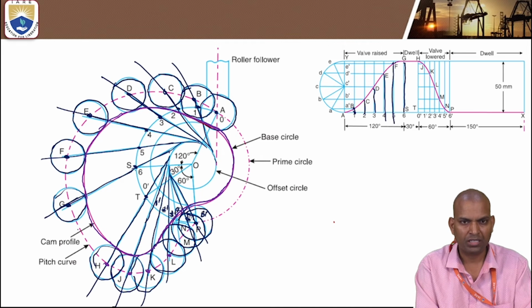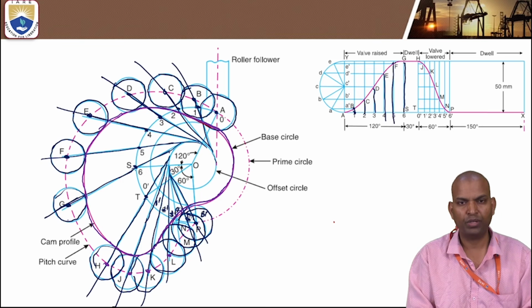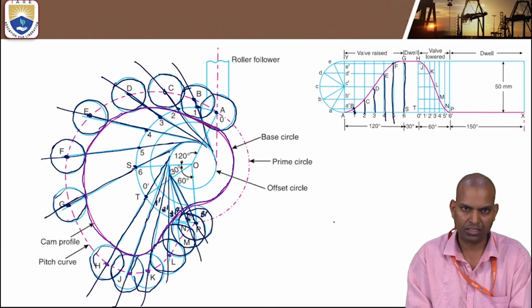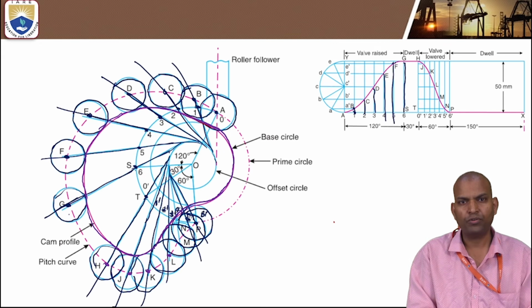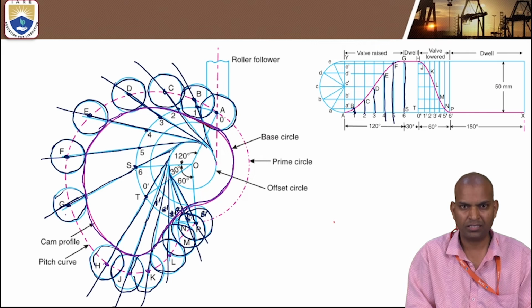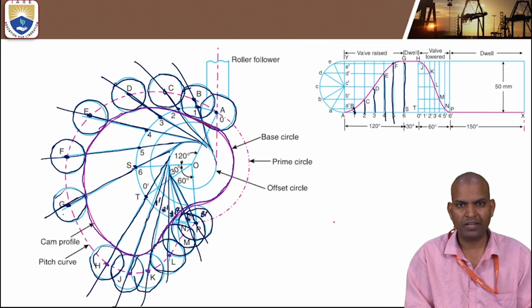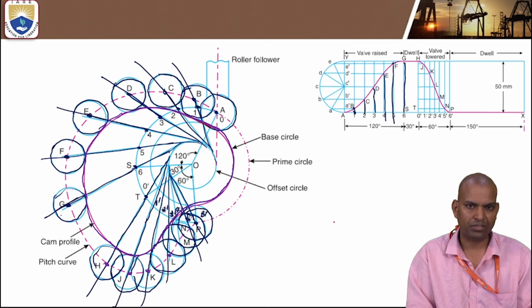The given conditions are the roller follower is moving with SHM, simple harmonic motion, during outstroke and return stroke. It remains the same. And the outstroke angle is 120 degrees. Next to the outstroke is dwell for 30 degrees, and next to the dwell is return stroke, that is 60 degrees. Next to the return stroke, the remaining angle, that is 150 degrees, is remaining dwell.